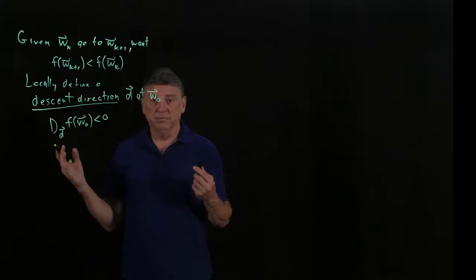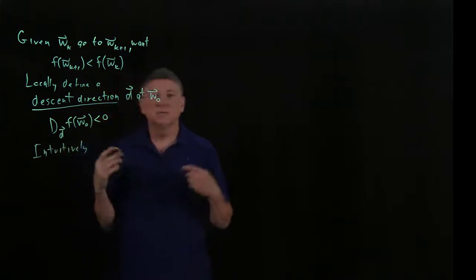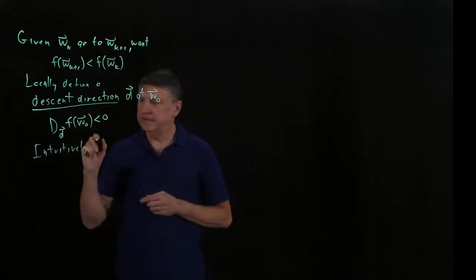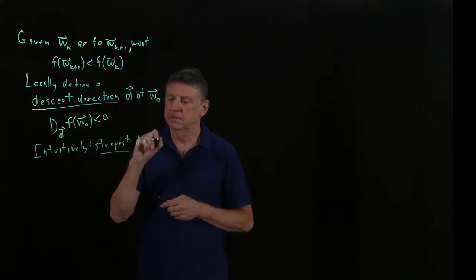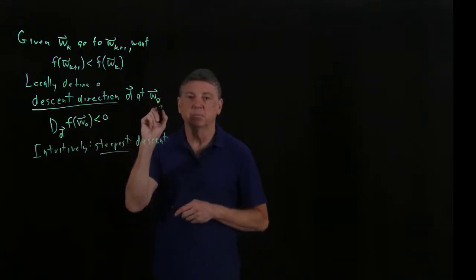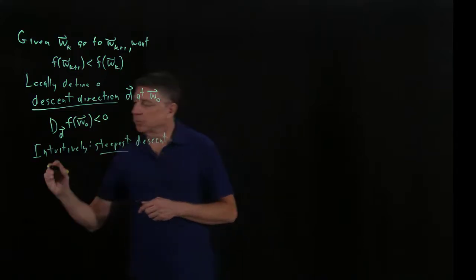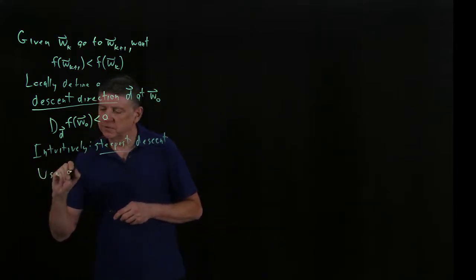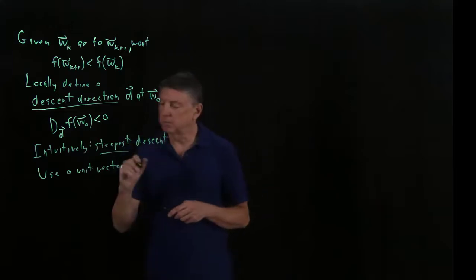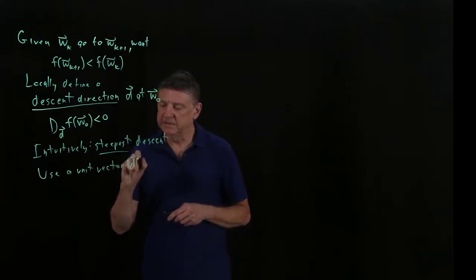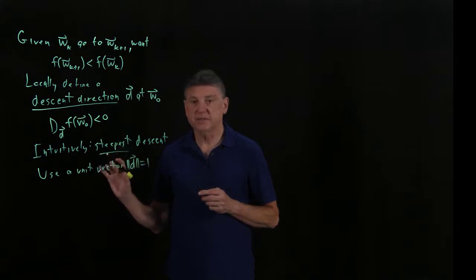So intuitively appealing, this was part of our motivation for this lecture. Intuitively, we want the steepest descent. That is, we want locally at some point the local best thing that we can do. So we'll use a unit vector, and later in this session we'll remove that requirement, but we'll use a unit vector d, and what we mean is that the length of d is 1. So now we can define what we mean by steepest descent.